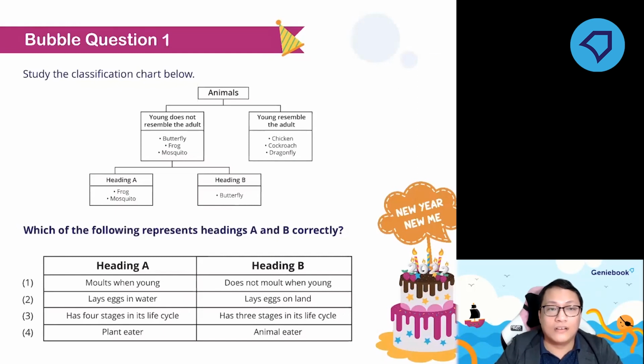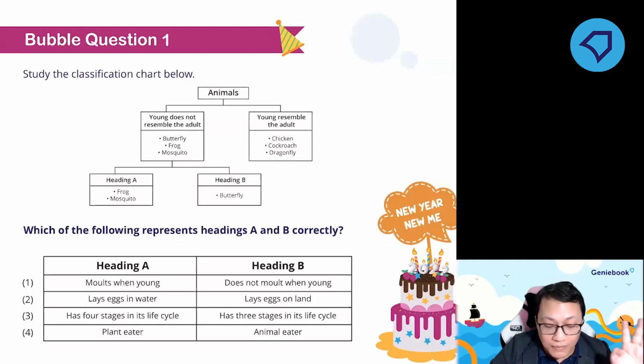Okay, so I will start right now. Frog and mosquito. So let us look at their stages of life cycle. How many stages does the frog have? How many stages of life cycle does a frog have? 4 or 3? So which one? Okay, so frogs have 3 stages of life cycle.